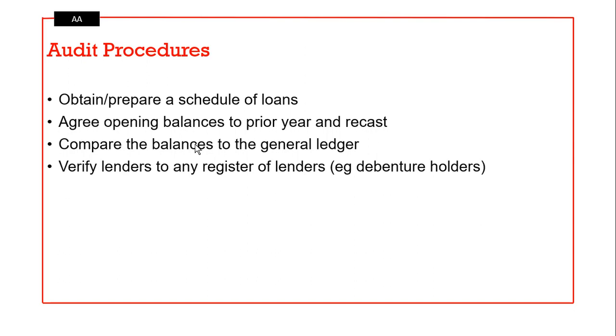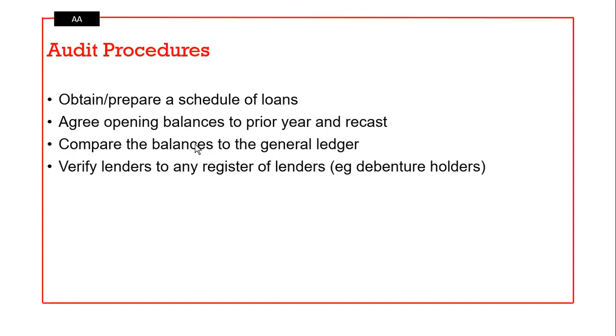So what are some of the audit procedures you're supposed to do? Obtain or prepare a schedule of loans. So if it's not prepared, you can still do that. You need to agree opening balances to prior year and recast, meaning recalculate for accuracy. Then you need to compare the balances to the general ledger, again for completeness.